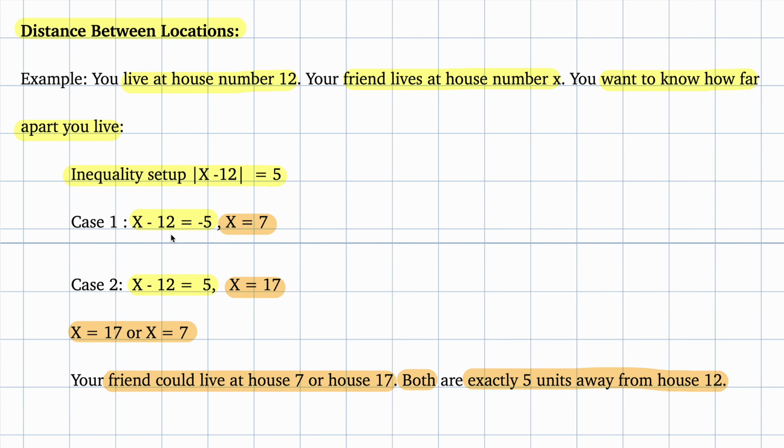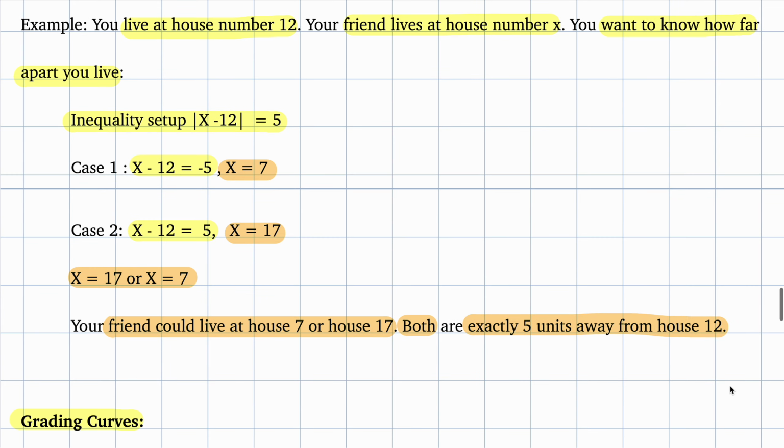So case 1, after removing the absolute value, we can get x minus 12 equal to negative 5. And then we just add 12 to both sides, so x is 7. Or if we remove it, and then we can also say that it's still equal to 5, and then we would get x equal to 17. So your friend could be living at house number 17 or house number 7. Both are exactly 5 units away from house 12.